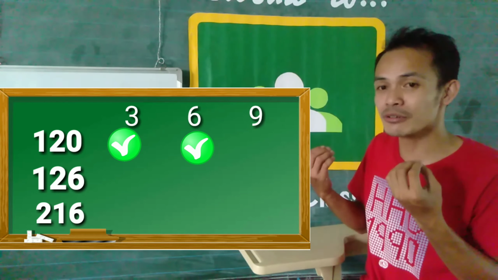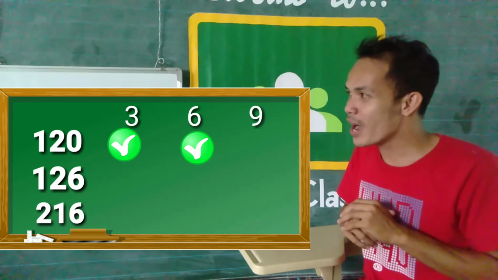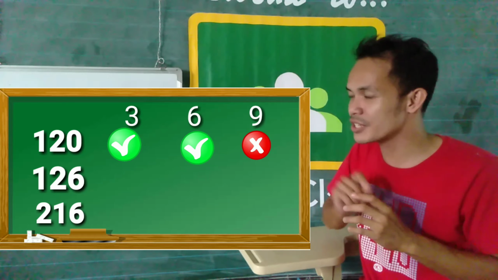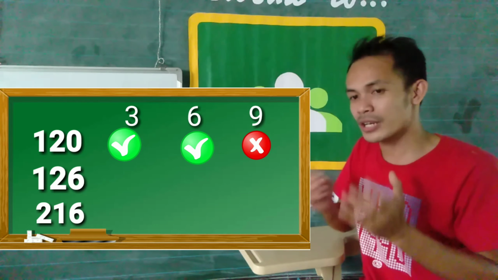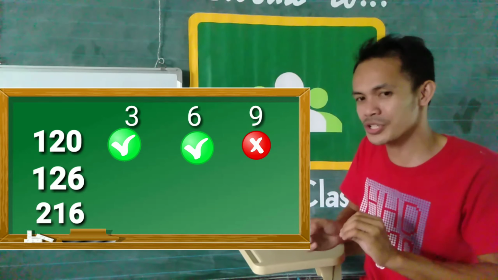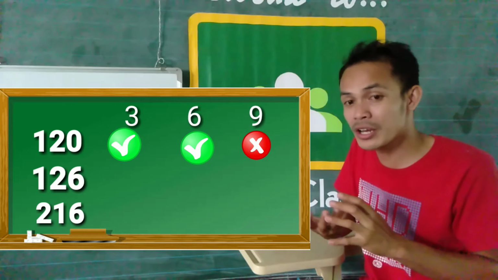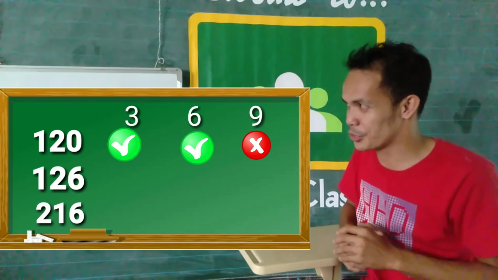How about divisible by 9? Is it divisible by 9? No. Why? Because when you add the digits, the sum is 3. And 3 is smaller than 9, and of course cannot be divided by 9. And we cannot get a whole number as an answer.